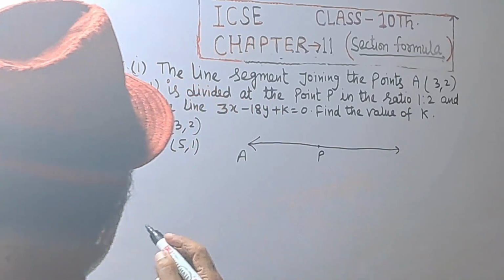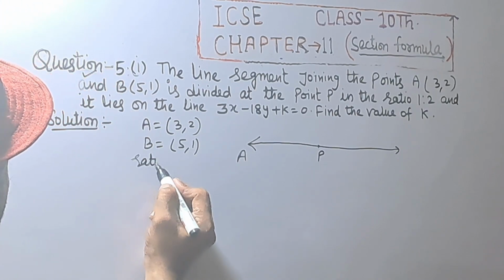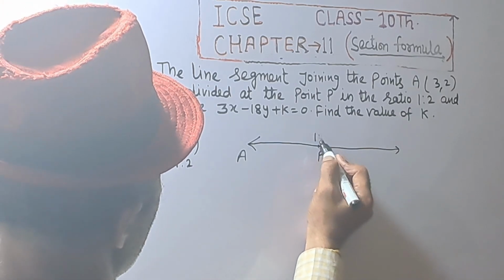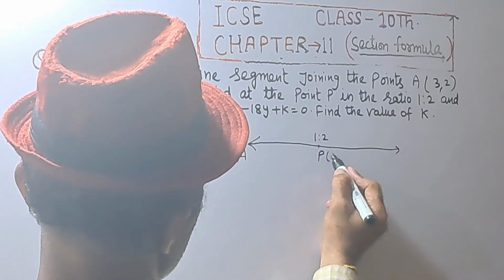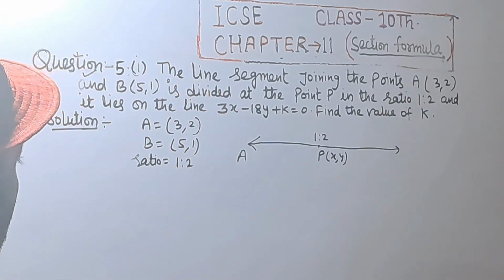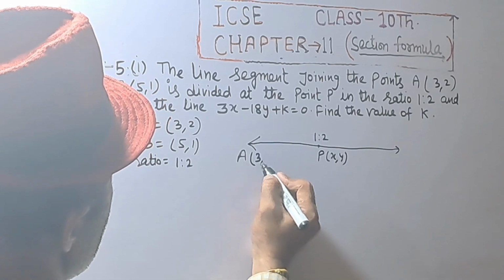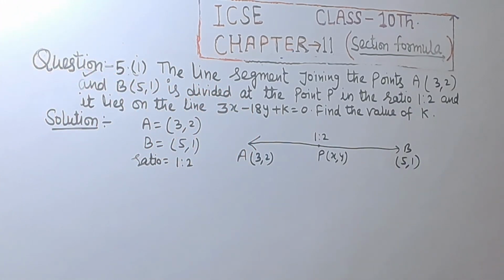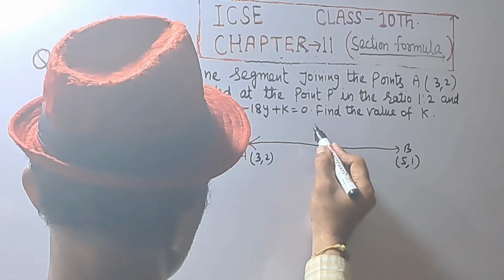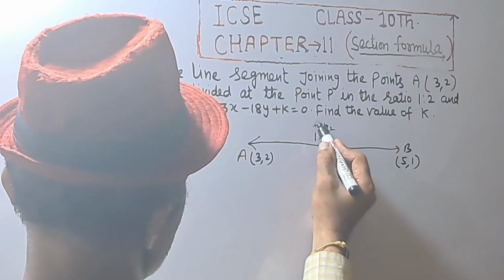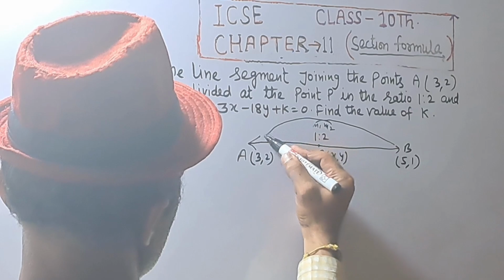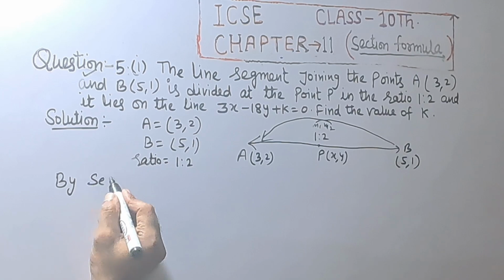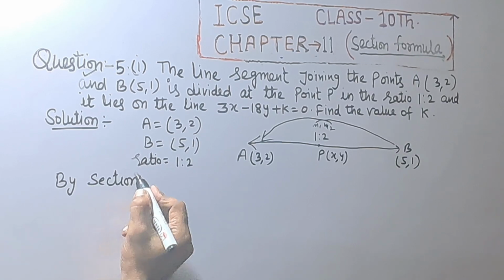A point P and ratio is equal to 1:2. P is the point (x, y), and A is equal to (3, 2), B is equal to (5, 1). M1, M2. By section formula.